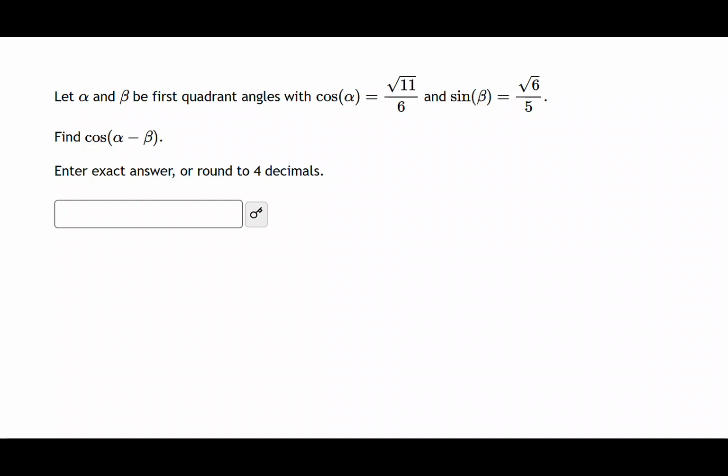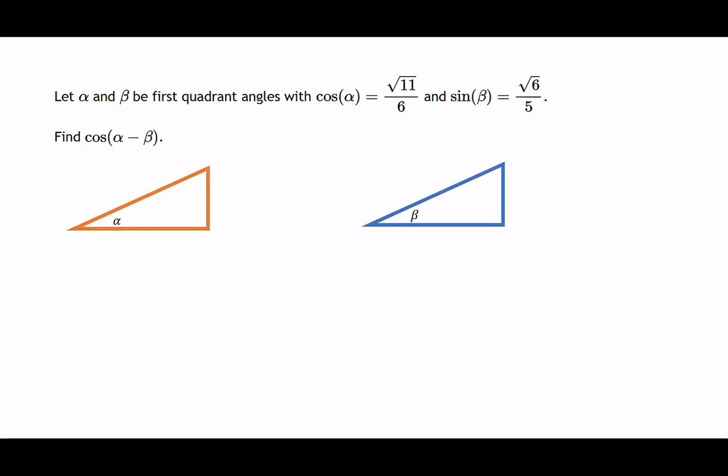We can either enter exact answers or we can round to 4 decimal places, and that's an important part of what I want to show you and how to put in your answer. We'll start by drawing our two angles, alpha and beta. For alpha, we know the cosine is the square root of 11 over 6. That means that the adjacent is the square root of 11 and the hypotenuse is 6.